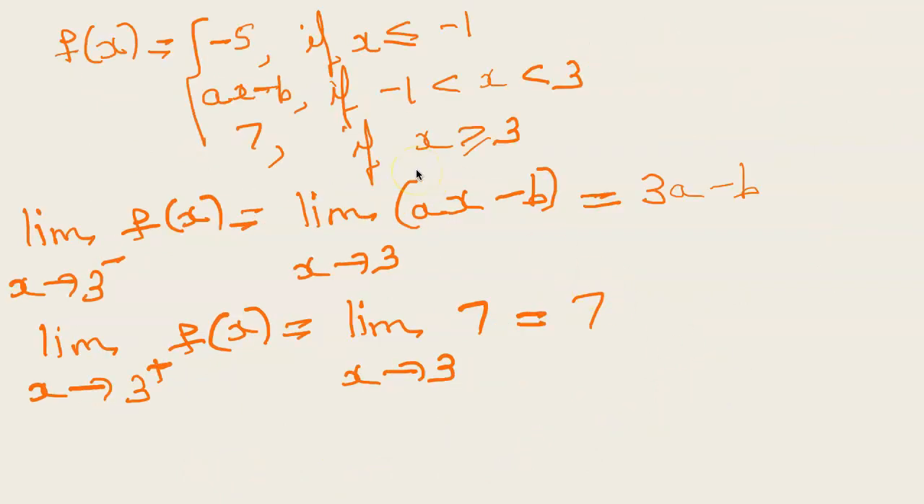Now if I take continuity at 3, the limit as x tends to 3 from the left of f(x) will be the limit as x tends to 3 of ax + b, because x less than 3 means f(x) is ax + b. Substituting, you get 3a + b. And the limit as x tends to 3 from the right of f(x): 3 to the right means x is greater than 3, so it will be the limit as x tends to 3 of 7, which is 7.